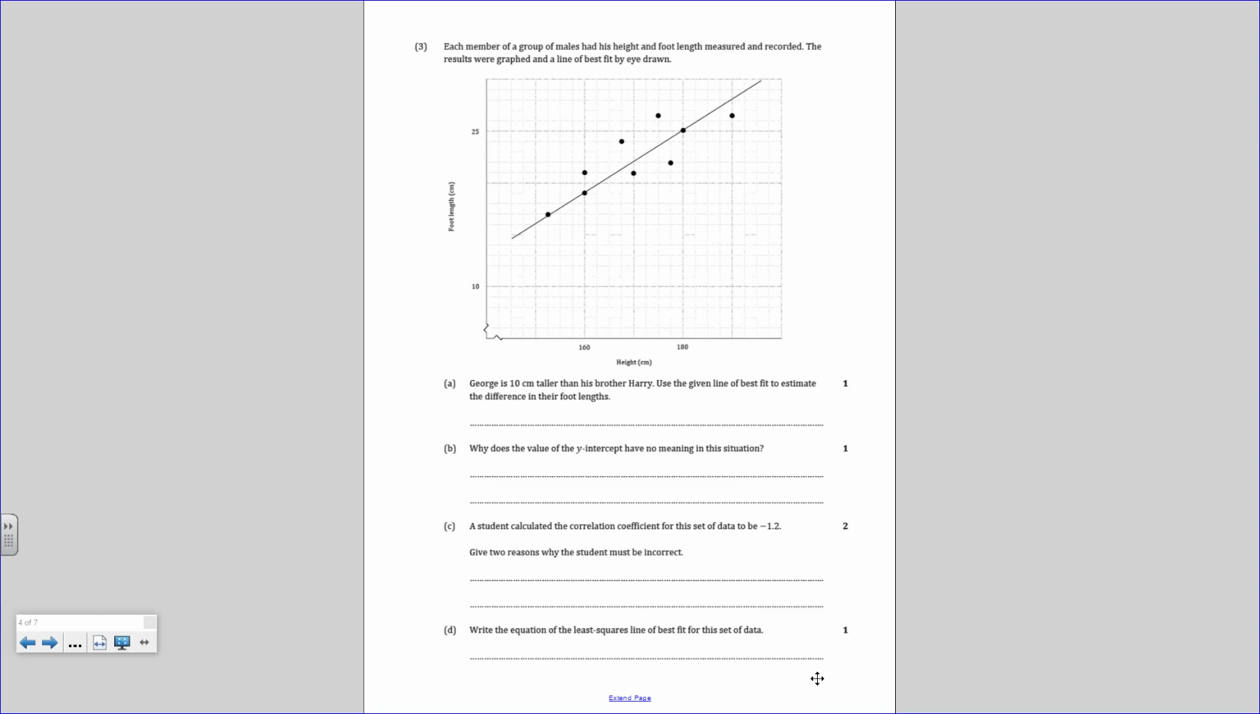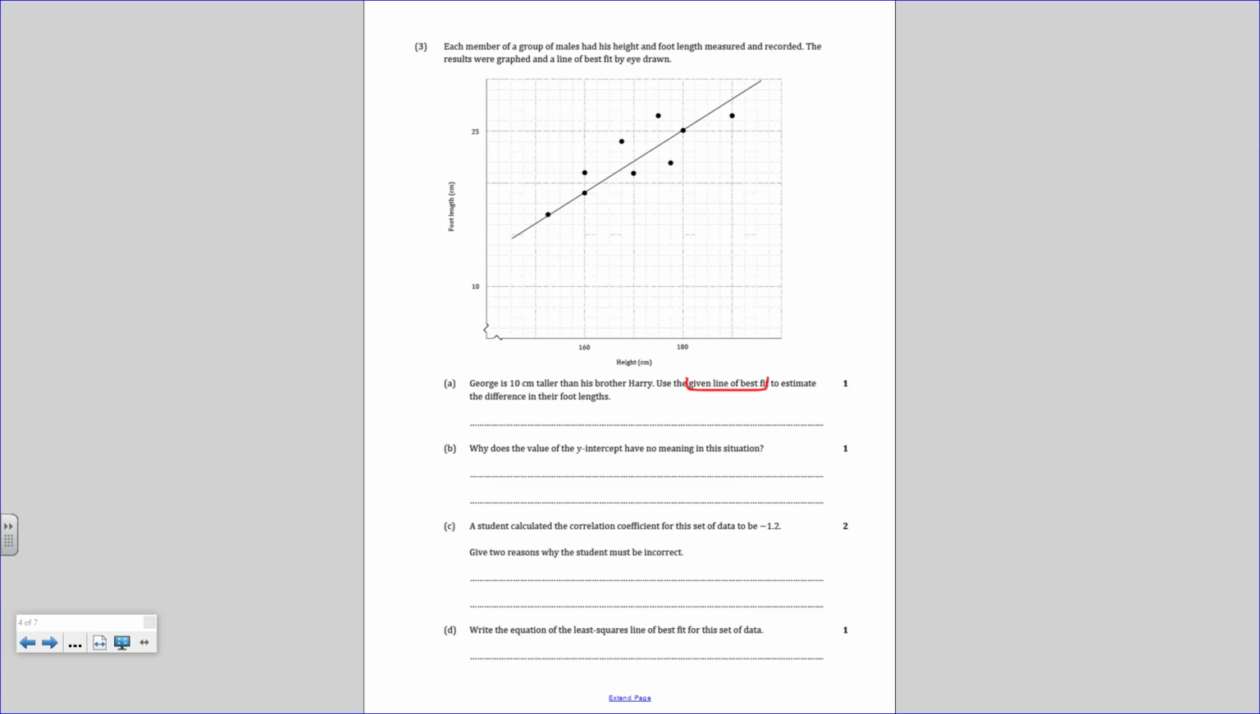So a common mistake that was done here is people just kind of chose any 2 points that were 10 centimeters apart. So maybe they chose this person, and they just assumed that that was George and Harry. And they're like, oh, well, the difference in foot length between these is 2, right? So they just said, well, the difference is 2. But you don't know that these two people, that's George and that's Harry, or vice versa. We don't know who the people are. But it even says, use the given line of best fit. It's not even telling you which points to look at. It's just saying, look at the line.